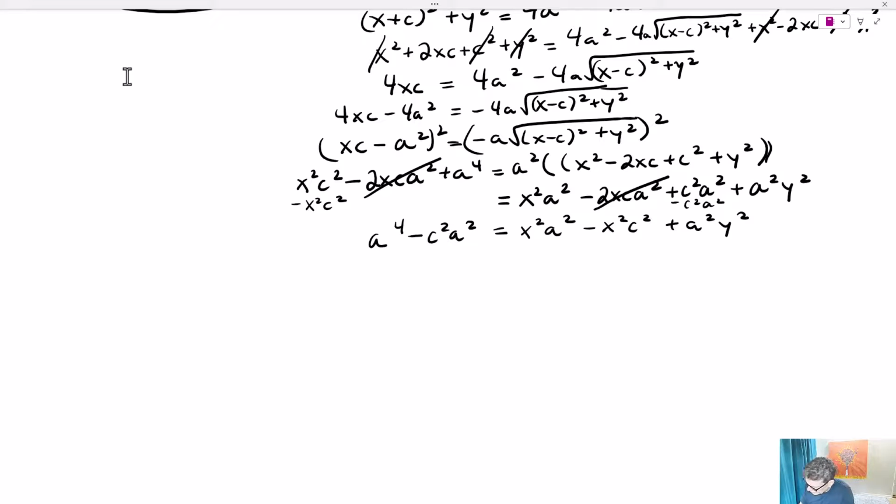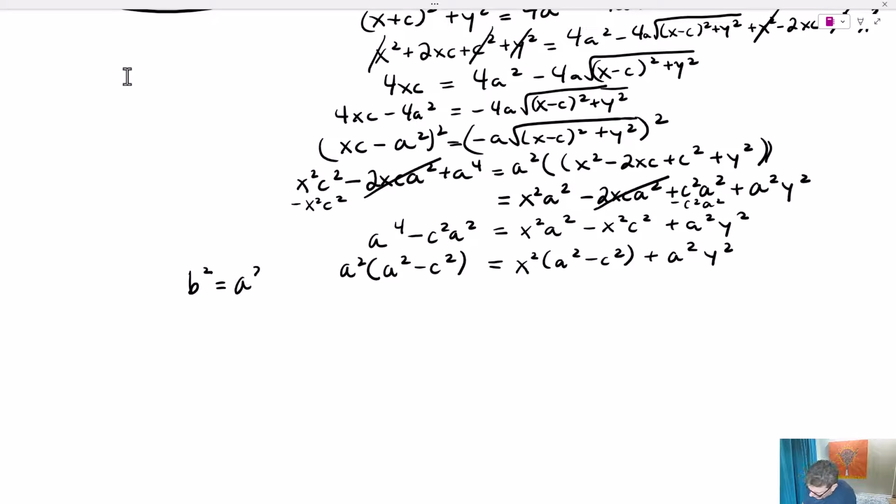Now I can actually go through and group here. I've got a squared times a squared minus c squared equals, and then we'll have x squared times a squared minus c squared plus a squared y squared. Now remember what we did before. We actually saw that b squared was going to equal a squared minus c squared. So I'm going to change a variable here, right? We had that earlier when we constructed our ellipse.